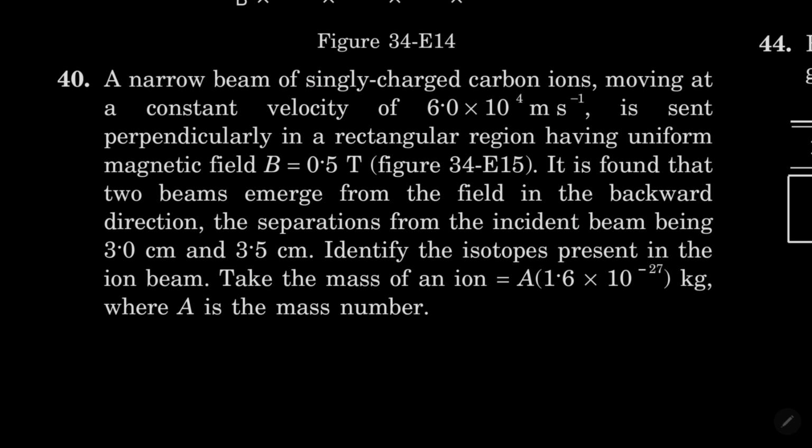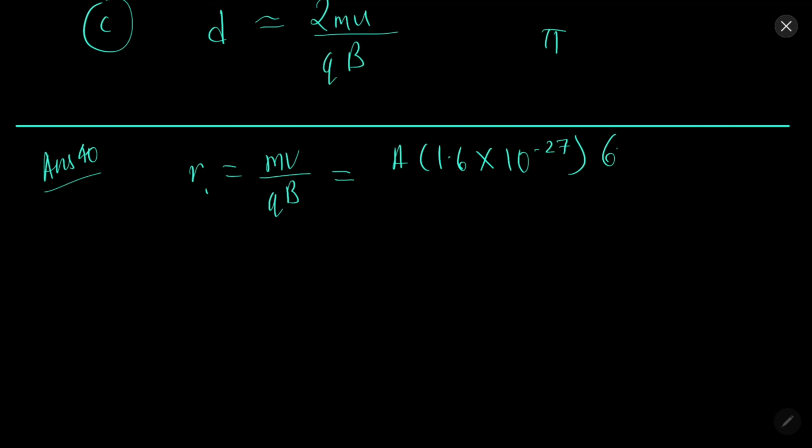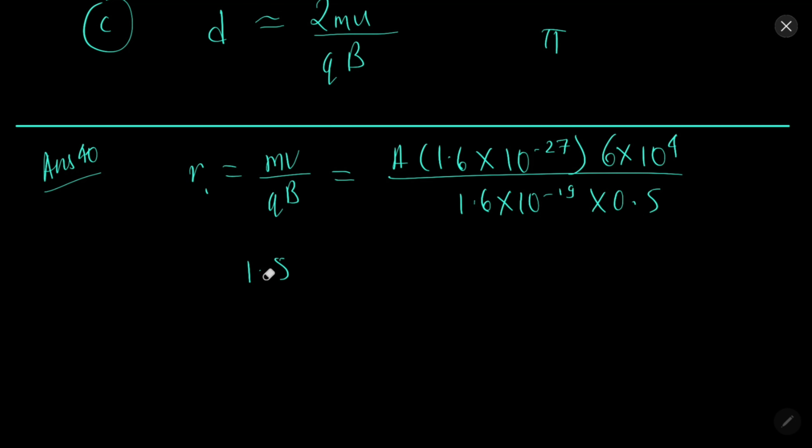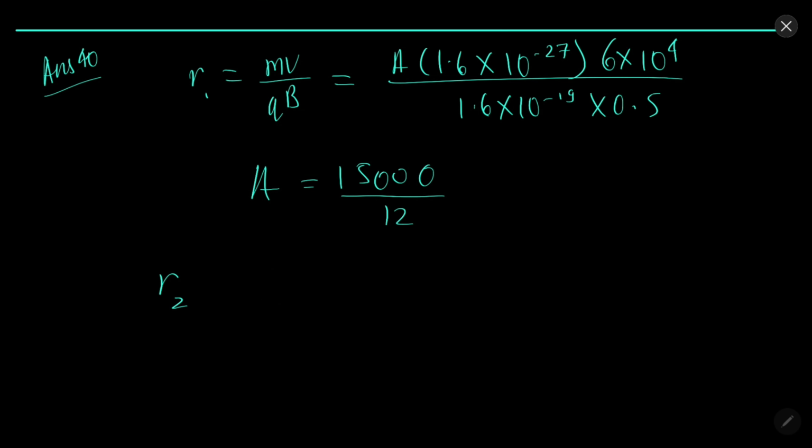In 40, identify isotopes present in the ion beam. Solution 40. So R1 is mv by qB, it will be A into 1.6 into 10 to the minus 27 into 6 into 10 to the power 4 over 1.6 into 10 to the minus 19 into 1 into 0.5, and R1 is 1.5. So 1.5 equal to everything, so A will come out to be 15,000 by 12.